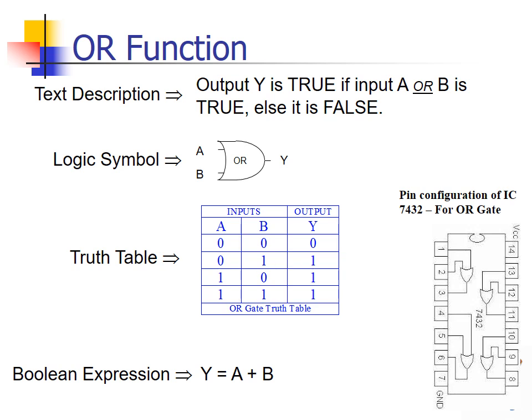And basically for the OR function, generally we use the IC 7432. It is also a 14 pin IC, and pin number 7 is ground and pin number 14 is always VCC. So the 7432, a 14 pin IC, contains 4 OR gates. So as per requirement, we can use any of the 4 gates.